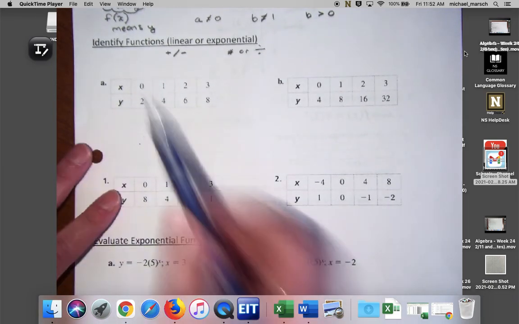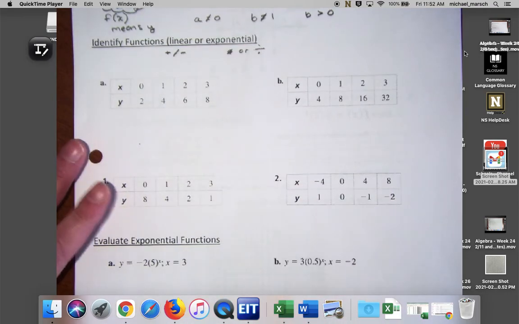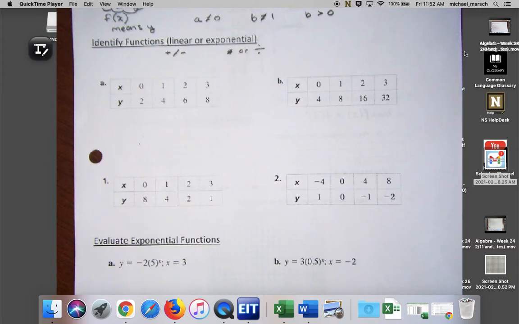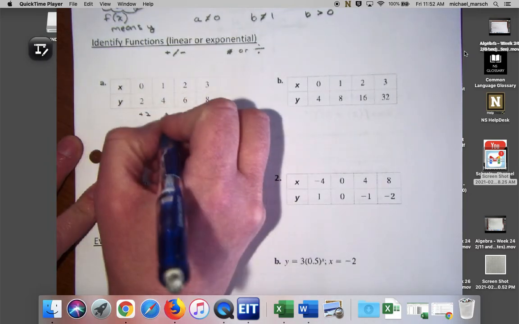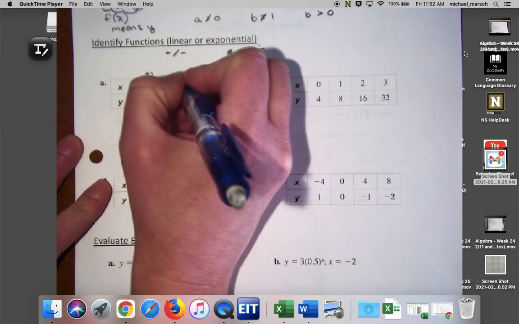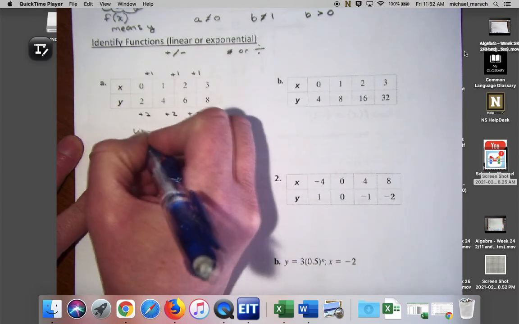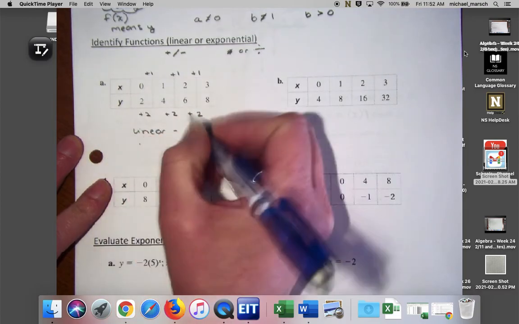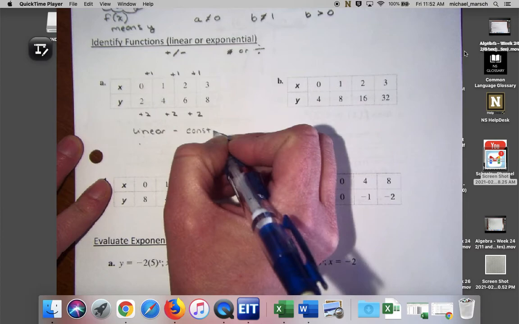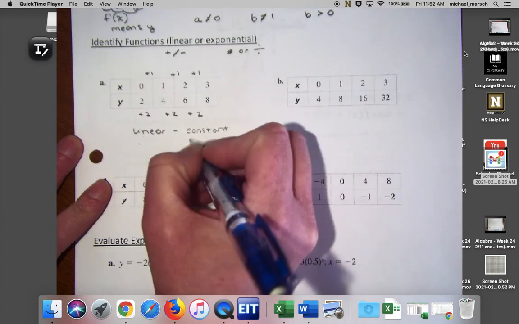All right, so let's look at A. Somebody tell me, would this be considered linear or exponential based on the changes in x's and y's? Ethan? It is going to be linear because we are adding by 2 for our y's and we're adding by 1 for our x's. So this would be linear. And we can write ourselves a note, constant rates of change.